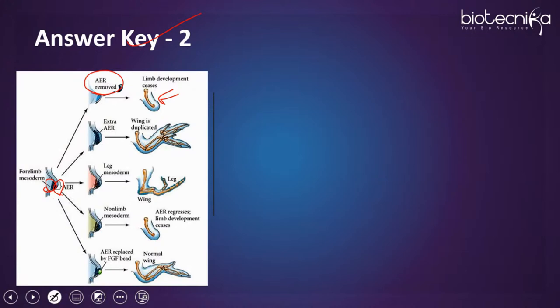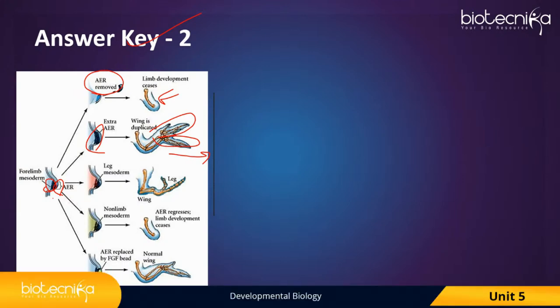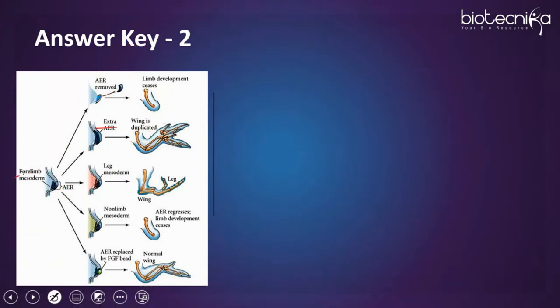Okay. So, when you have put extra AER, then you can see the extension towards the distal part. Distal means the part which is away from the body. You can see that part is duplicated if you put extra AER. On the other hand, instead of forelimb mesoderm, if you put leg mesoderm, meaning hind limb mesoderm, then you can see that the limb starts out as a wing, but at the distal end of it you will have leg formation. If you put non-limb mesoderm, not limb mesoderm, non-limb mesenchyme, there is no limb formation.